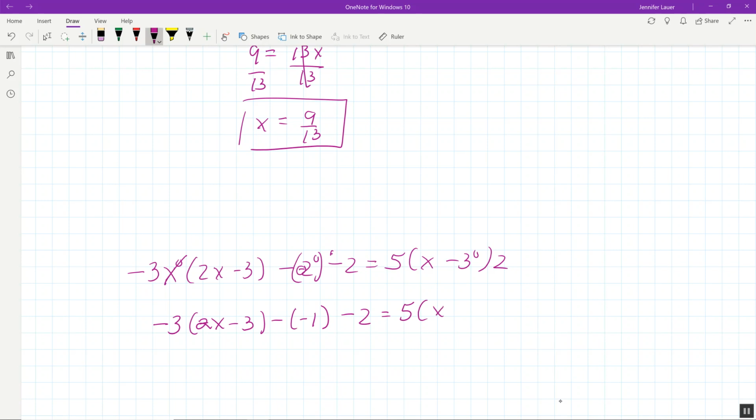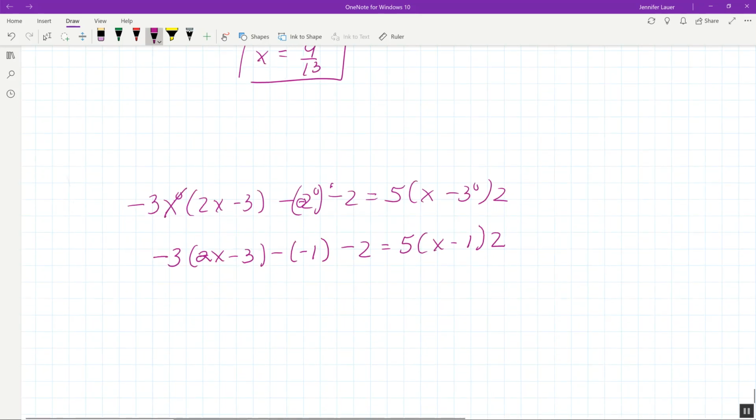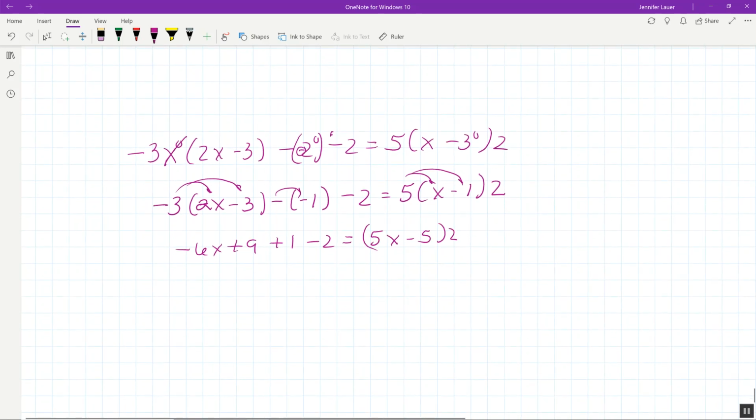This will be 5 times x minus 1 times 2. Okay, so now I can go ahead and do any multiplication. So I'm going to distribute this through, and it's going to be negative 6x plus 9 plus 1 minus 2. I'm going to run this 5 through. 5x minus 5, and this is going to be still times that 2. So these guys I'm just going to write down, and I'm going to multiply here. 2 times 5x is 10x, and that's minus 10.